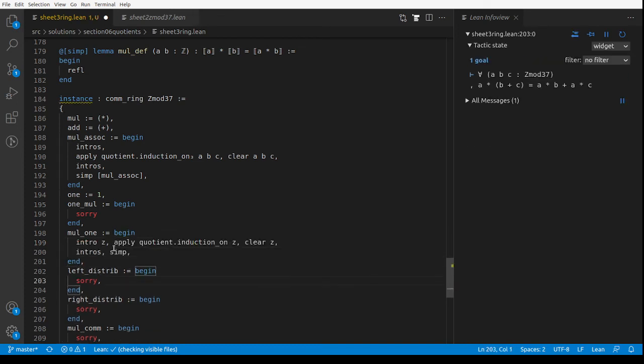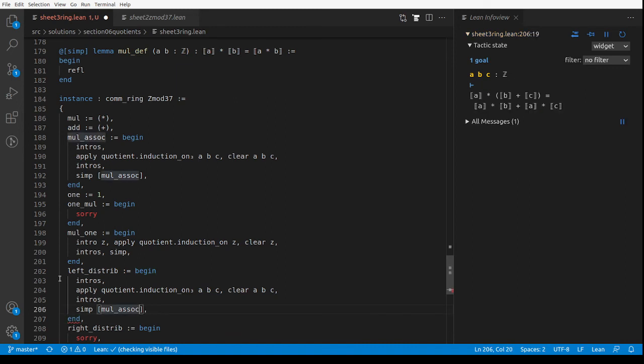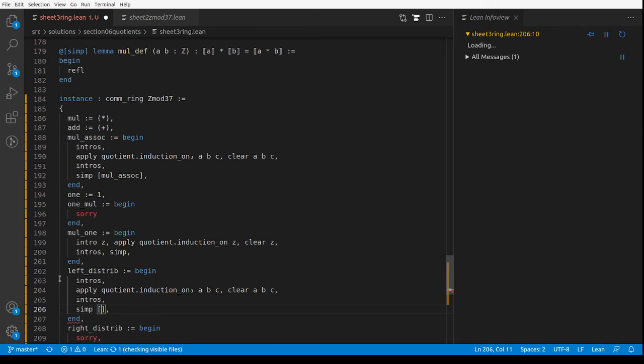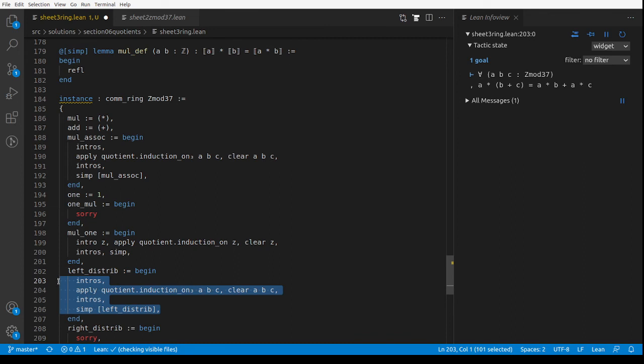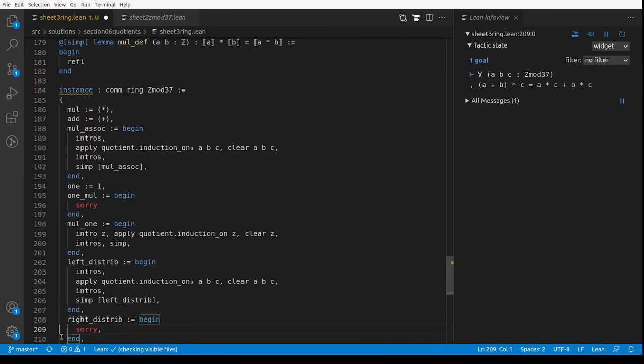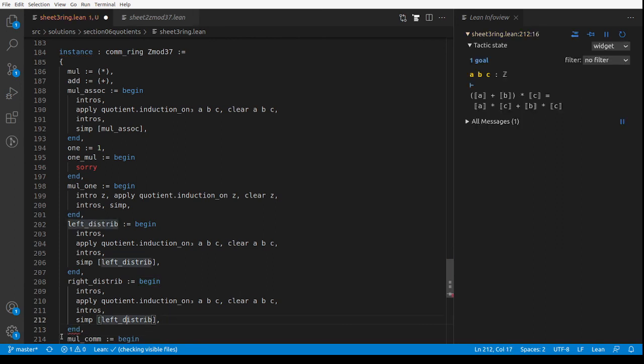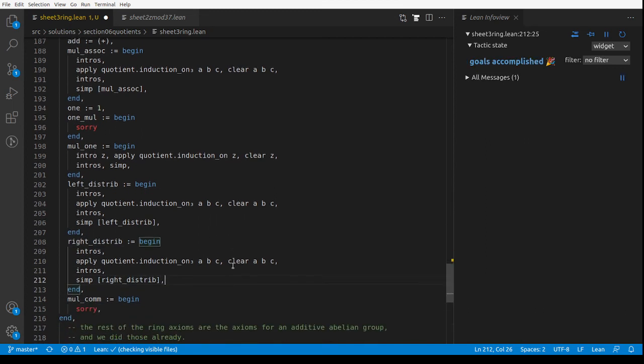That's done that. Left distrib, how many variables are involved? So that's 3 variables. So it's this one again. And that hasn't done it because I need left distrib here. That's done that one, and right distrib should be the same here, but simp with right distrib. You see what's happening is we're getting right distrib for the quotient by using right distrib for the integers.